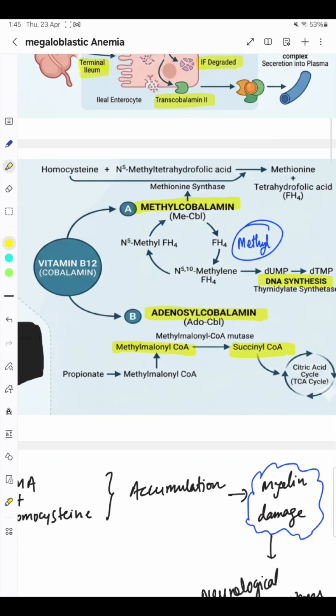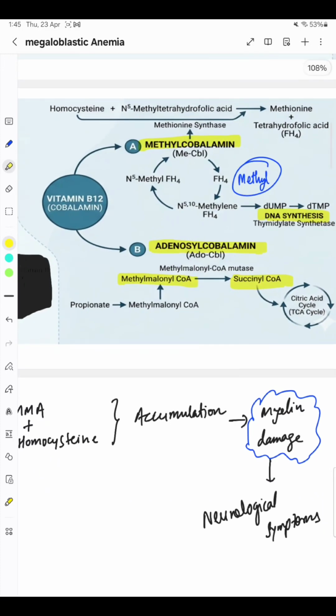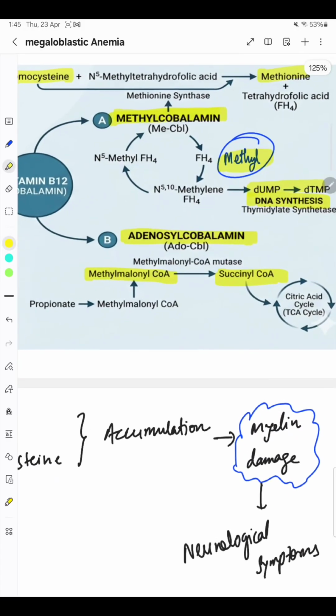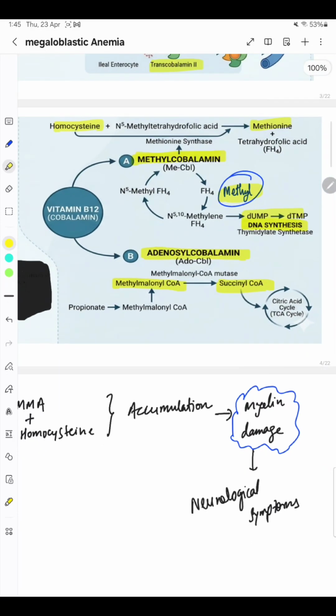Vitamin B12, also known as cobalamin, acts as a cofactor in very important biochemical reactions. The one is in which homocysteine is converted into methionine, and in this process a methyl group is generated, which is further utilized by deoxyuridine monophosphate to get converted into deoxythymidine monophosphate, and this is very essential in DNA synthesis. So vitamin B12 plays an important role in DNA synthesis.